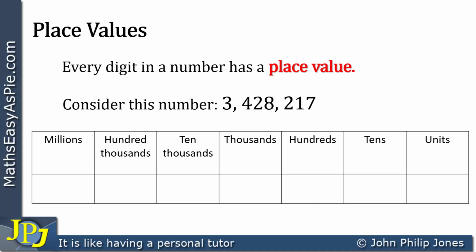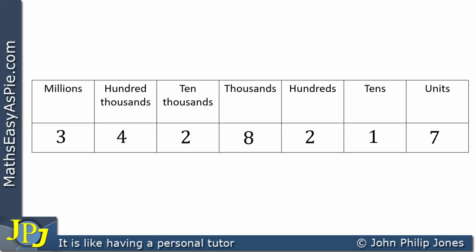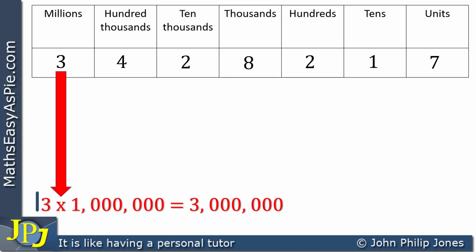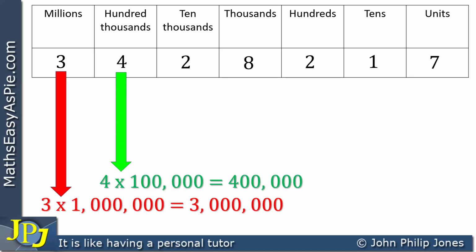So let's place the digits of the number into the appropriate columns, as you can see. I'll now bring this to the top of the page and we'll look at each of the digits in turn. If we look at the 3, that's worth 3 times 1 million, which is 3 million. If we look at the 4, that's 4 times 100,000, because we can see the column is marked as 100,000, and that obviously is equal to 400,000.